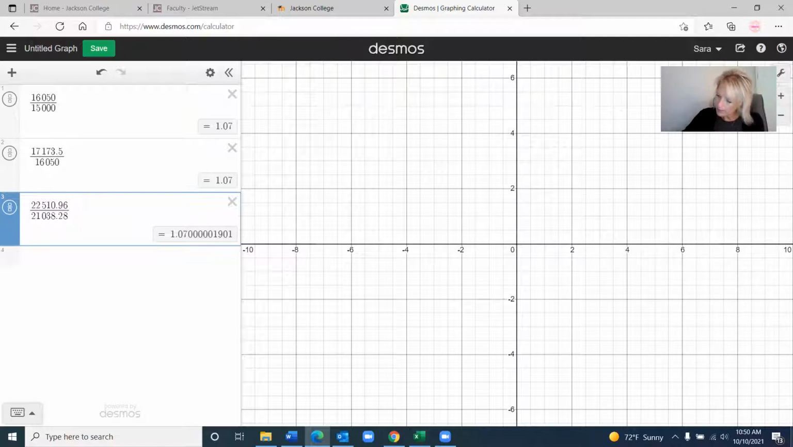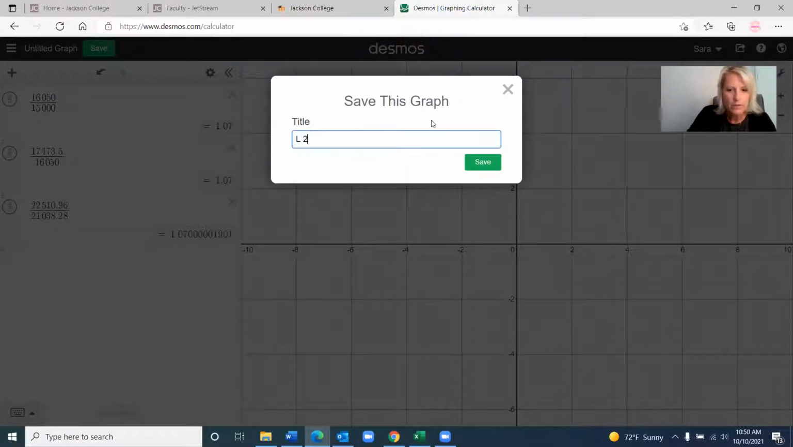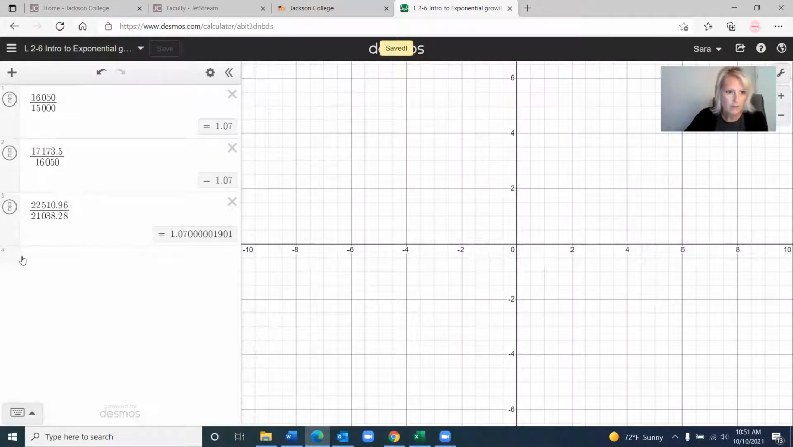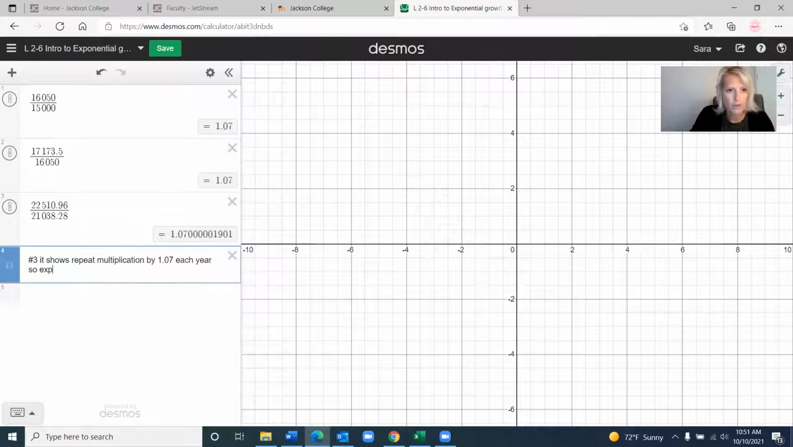Number 3, let's stay right here at Desmos for a minute. Number 3 says, what does your result in question 2 say about the type of growth this account exhibits? I am going to save this as lesson 2.6, Intro to Exponential. Okay, so I'm going to make a note here. Number 3: it shows repeat multiplication by 1.07 each year, so exponential growth.